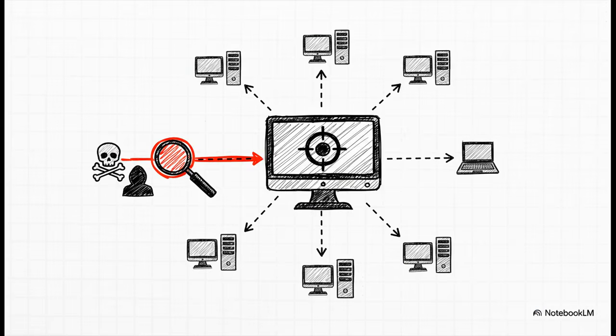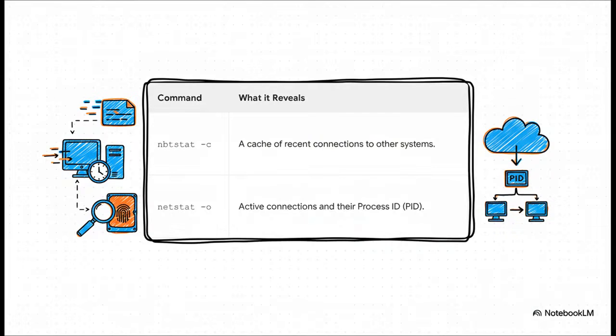Now we get to a really crucial question. Who was this computer talking to? You have to understand that almost every modern cyber attack involves the network. So an investigator's next big job is to figure out what other computers this machine was communicating with. This is how you start to trace an intrusion all the way back to its source. The nbtstat command shows a quick cache of recent network buddies, but the real star of the show here is netstat -o. See, it doesn't just show you the active connections, it also gives you the process ID, the PID, for each one.